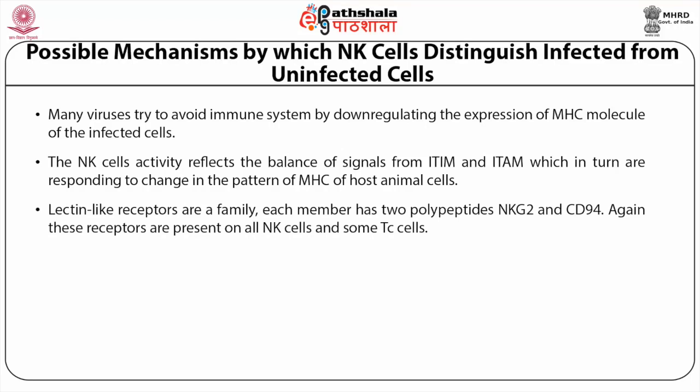Lectin-like receptors are a family. Each member has two polypeptides, NKG2 and CD94.